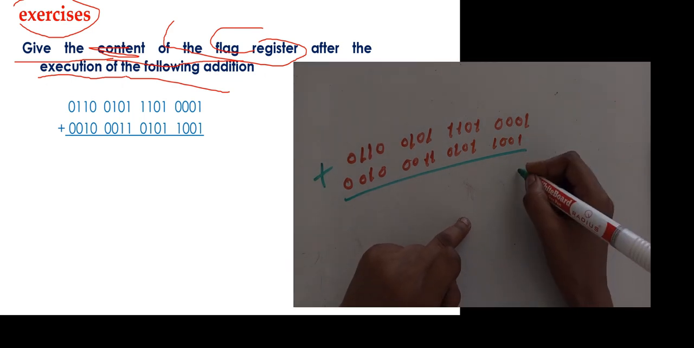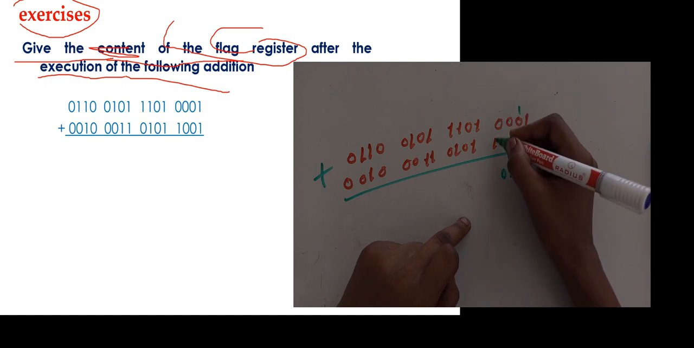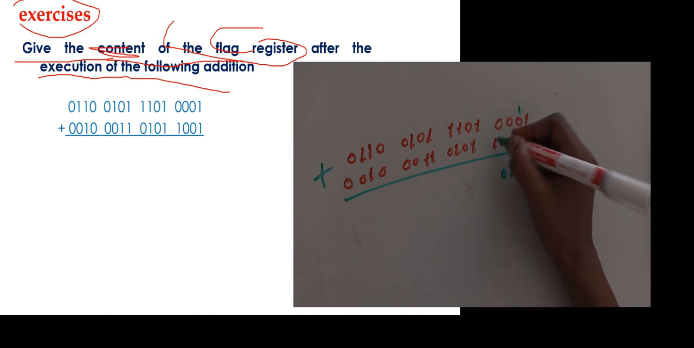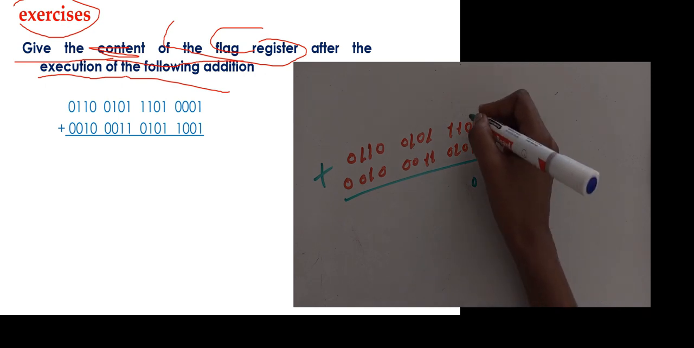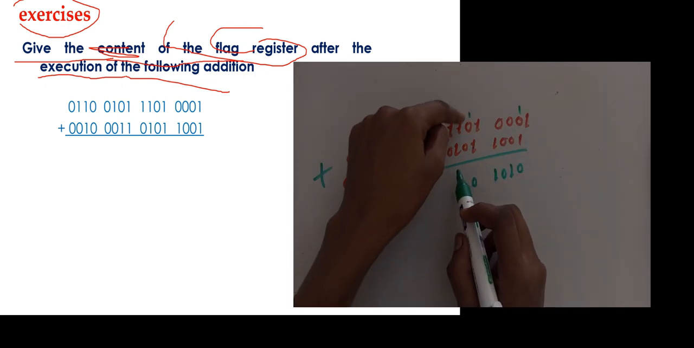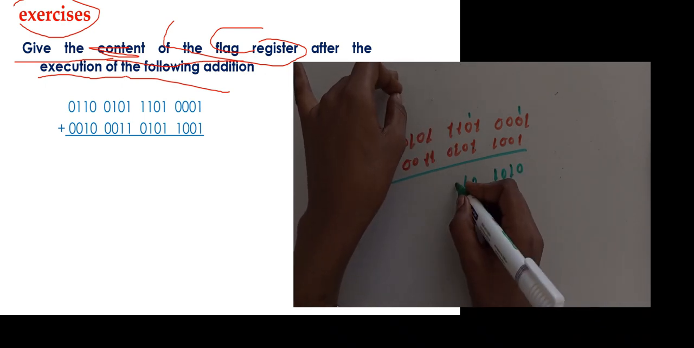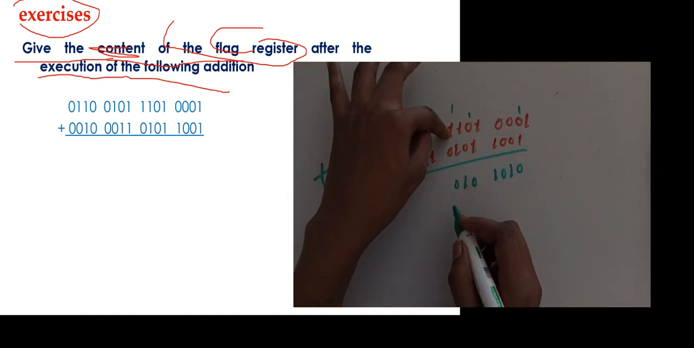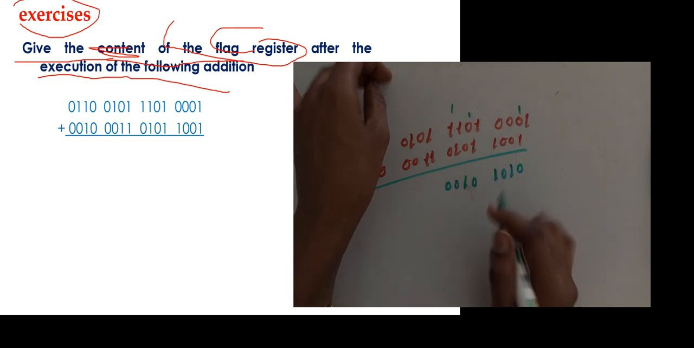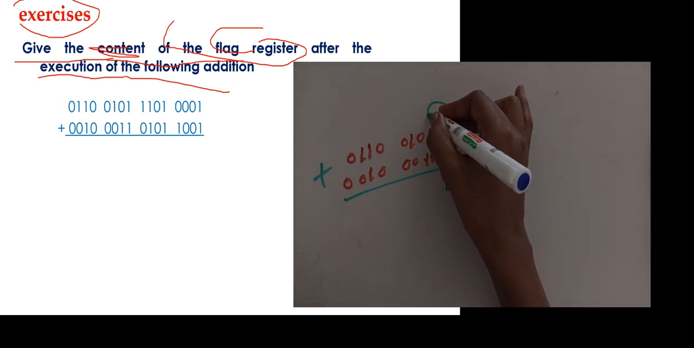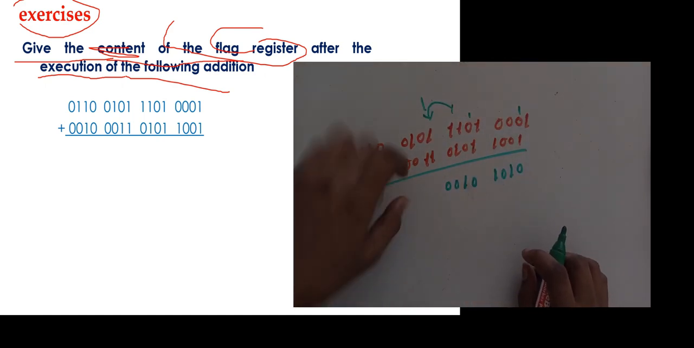1 plus 1 is 0, carry 1. 1 plus 0 is 1. 0. 0 plus 1 is 1. Then 1 plus 1 is 0, there is a carry. 1 plus 0 is 1. 1 plus 1 is 0, carry 1. 1 plus 1 is 0, carry 1. Carry 1, so this carry comes from this neighbor to this neighbor. There is a carry 1, right?